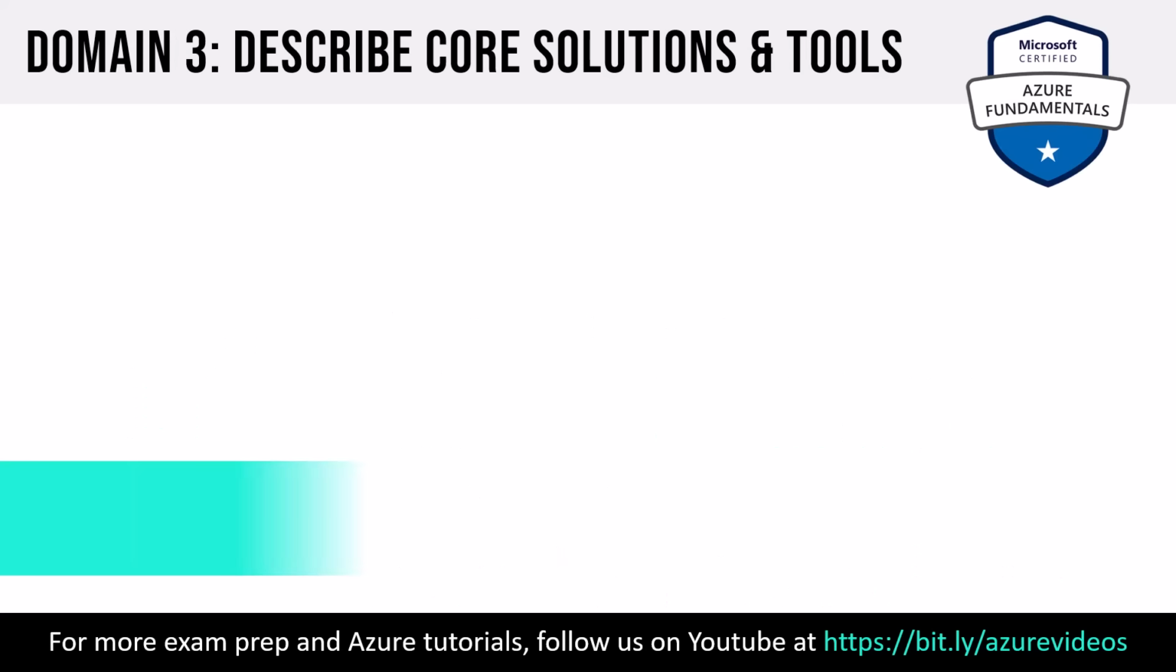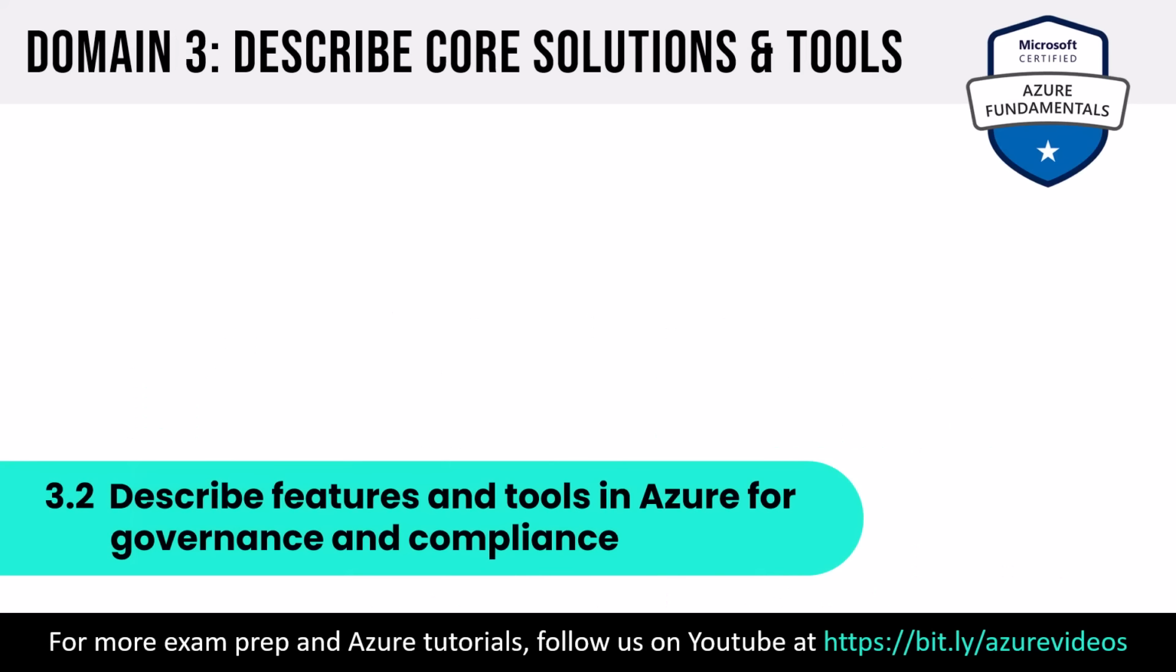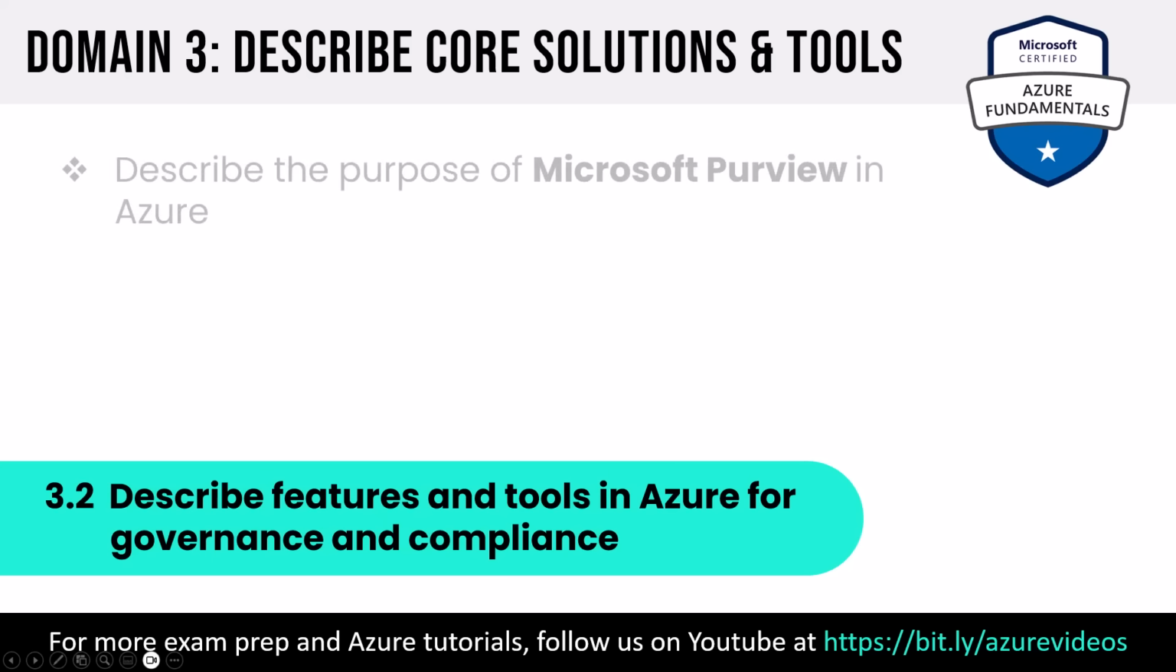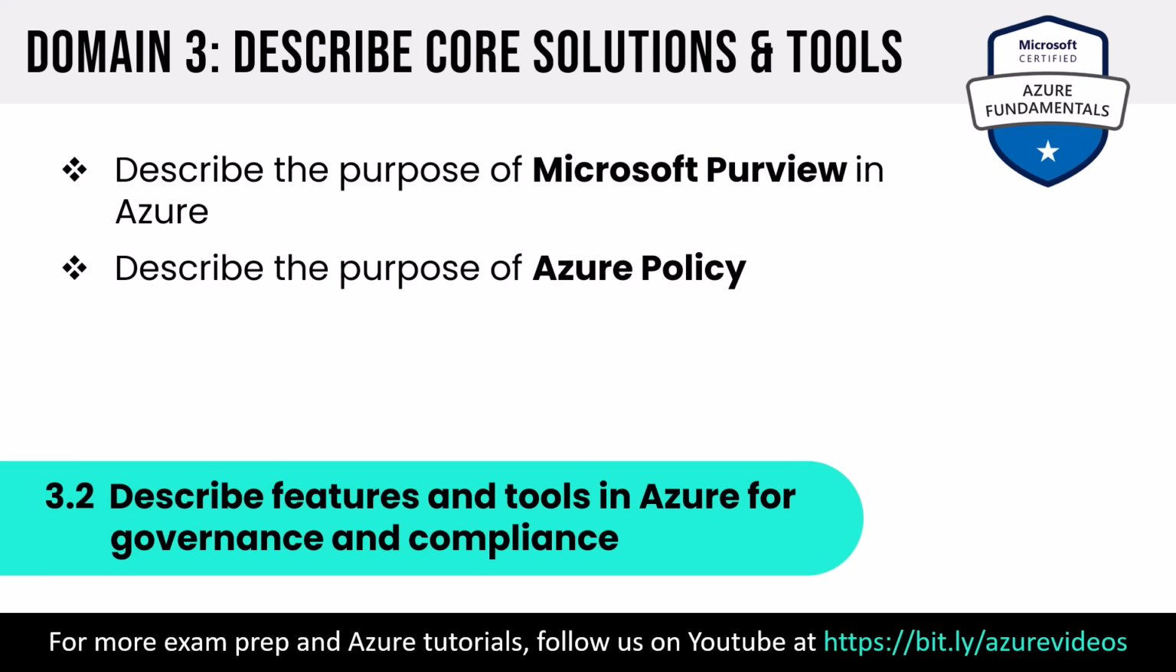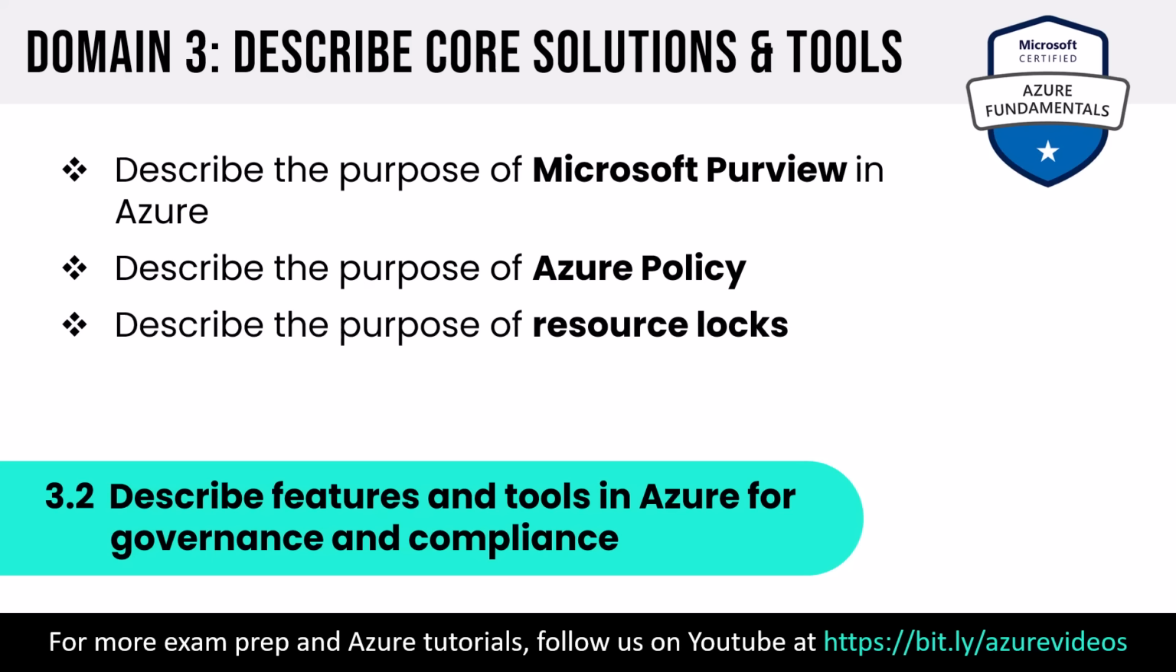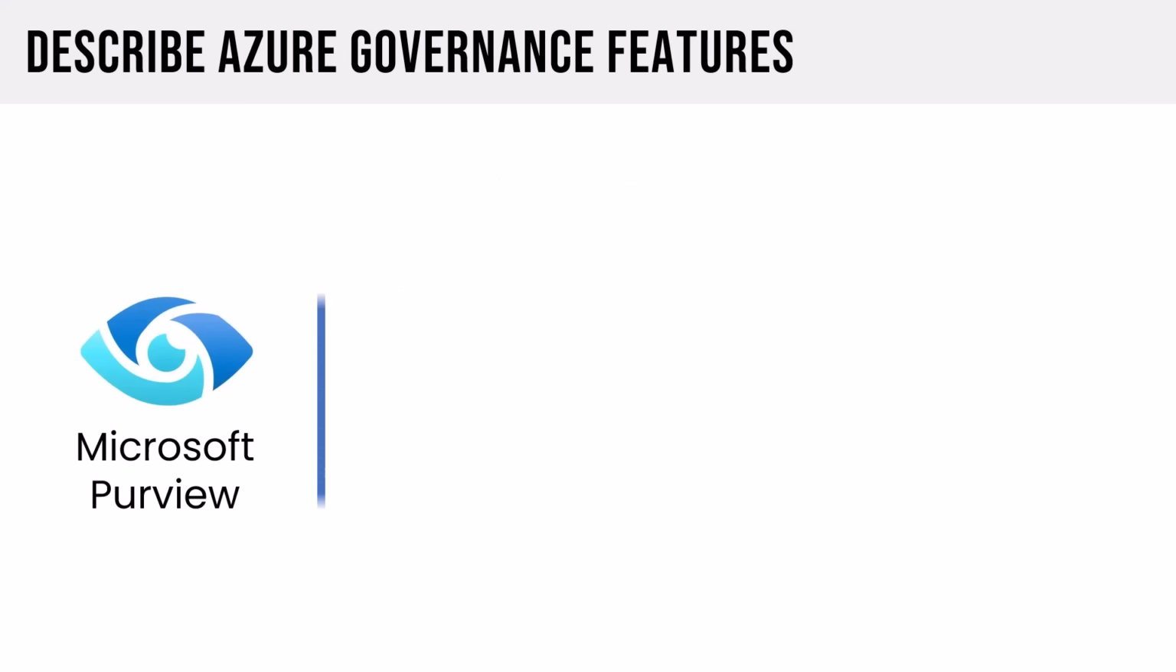That's a wrap on section 3.1, which brings us to 3.2, describe features and tools in Azure for governance and compliance. This is a quick one, so here we'll talk about the purpose of Microsoft Purview in Azure, the purpose of Azure Policy, and the function of resource locks. We'll begin with Microsoft Purview.